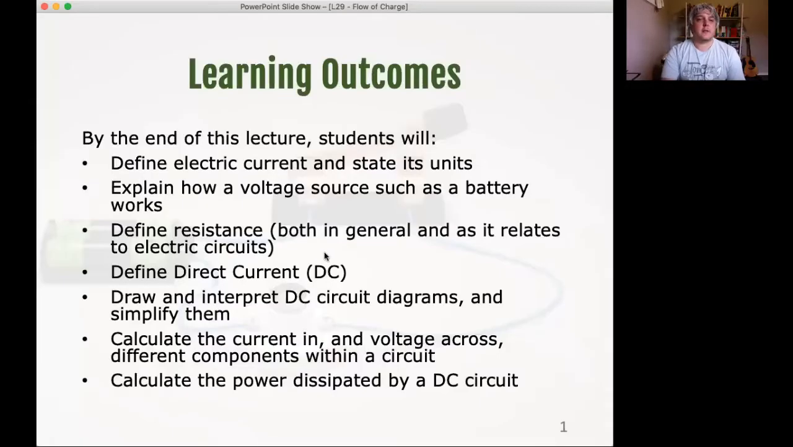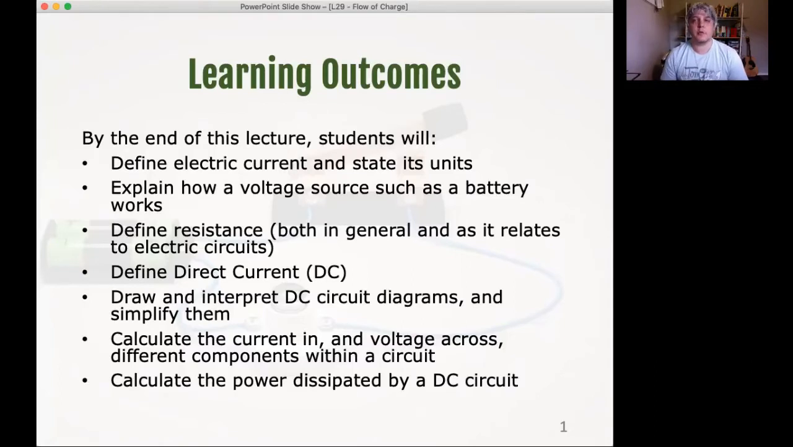Our goals are to define electric current and state its unit, explain how a voltage source such as a battery works, define resistance, both in general and as it relates to electric circuits, define direct current, and draw and interpret DC circuit diagrams. And when we do that, we want to be able to simplify those diagrams, and we also want to be able to calculate the current, the voltage, and the power relevant to different components of that circuit.